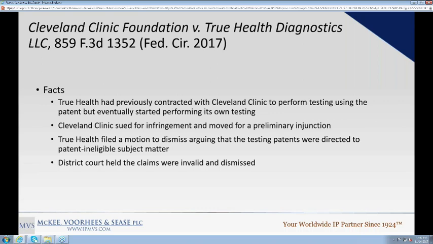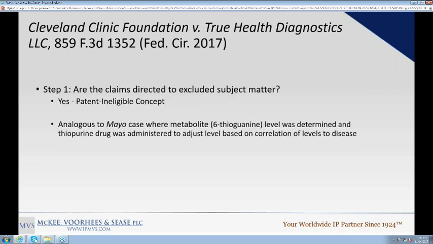So Cleveland Clinic sued them for infringement and moved for a preliminary injunction, saying they've got to stop now. They're injuring our sales because these are the guys who are selling and distributing for us. True Health then filed a motion to dismiss, saying the claims in all these patents are directed to patent ineligible subject matter. And the district court agreed, held that the claims were invalid, and dismissed the case. So it got appealed to the Federal Circuit, and the Federal Circuit applied the Mayo-Alice test and asked, is this directed to excluded subject matter? And the answer was yes.